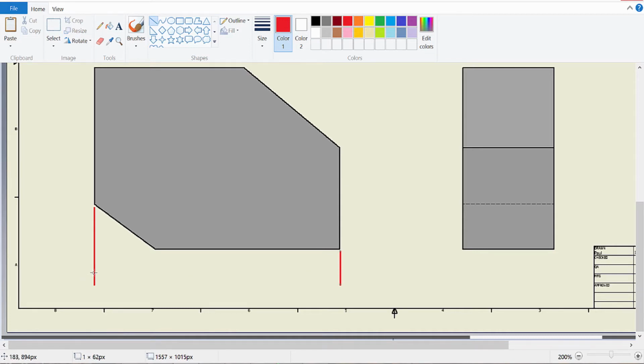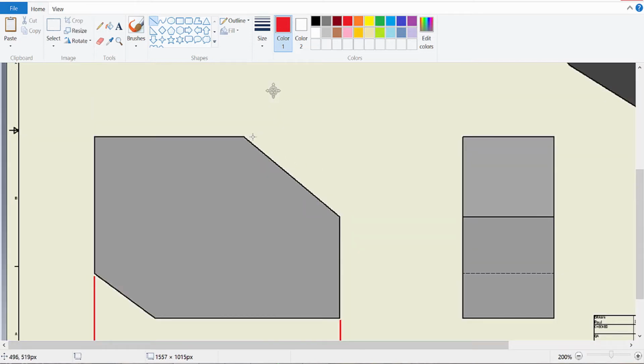So we're going to have a dimension over here. We're also going to have our height dimension from there to perhaps here.